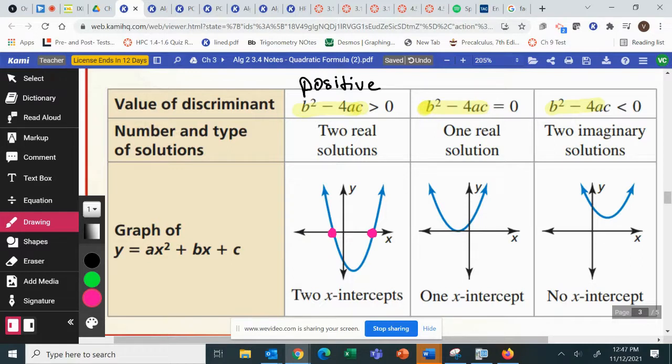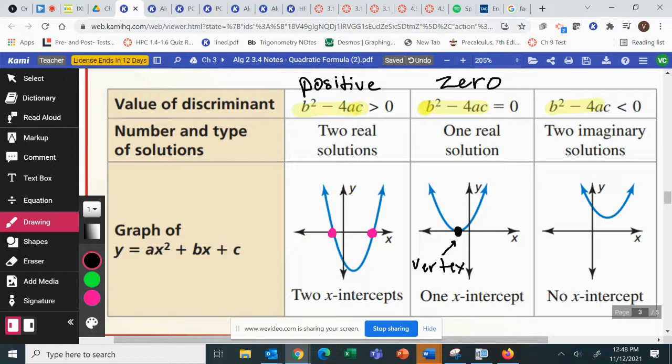The middle column, if b squared minus 4ac is equal to 0, that would be one real solution. If we look at the graph, that one real solution where it crosses the x-axis would be one x-intercept, which is also the vertex. And again, it could be flipped down. It doesn't have to be facing up. This is just a generic picture.